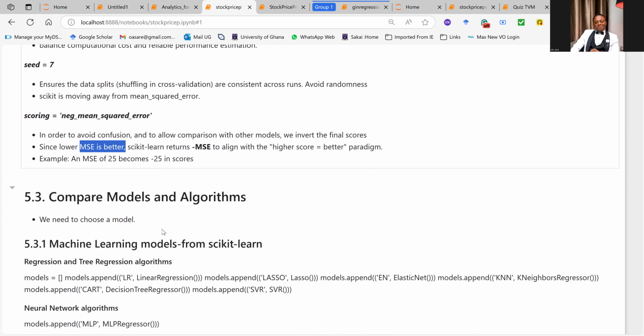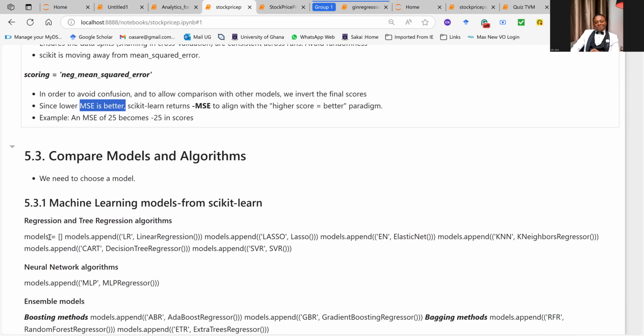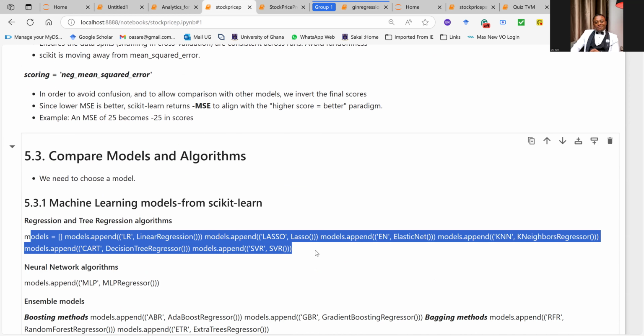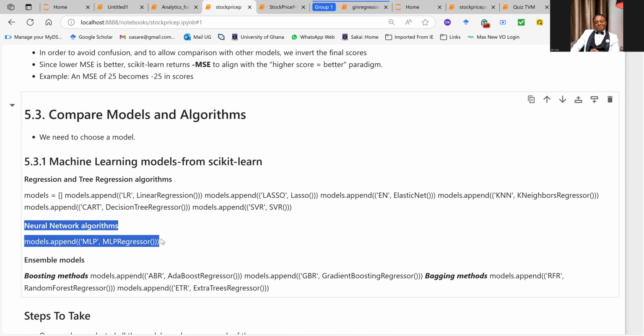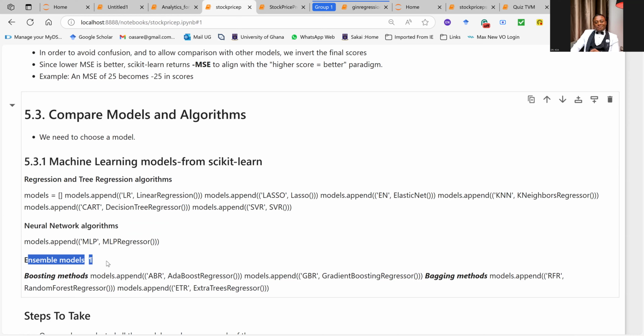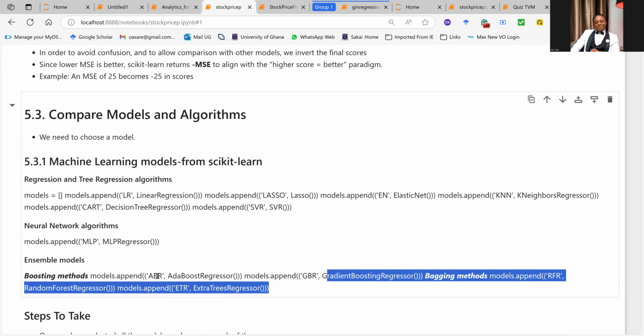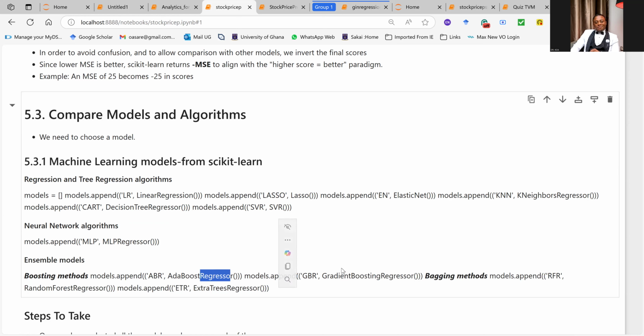All right, that's it. And now we are ready to run the models. These are the models we are going to be running. We'll run regression and tree regression, all these regression models. We'll run the neural network model, which is the multiple layer. And then we'll run the ensembles, both boosting methods and bagging. The boosting methods include AdaBoost and gradient boosting. The bagging methods include random forest and then extra trees.